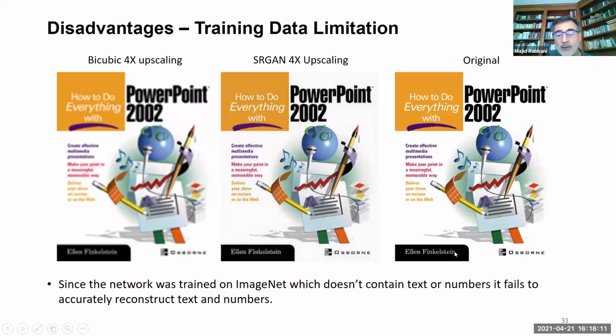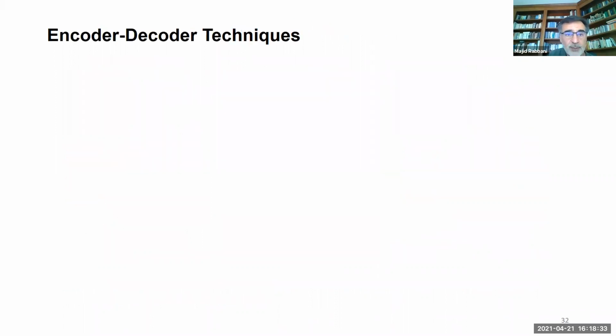The reason is because the text kind of images were not part of the training set. They actually trained it on 350,000 different randomly chosen images from the ImageNet test set, but images of text were not part of them, okay?